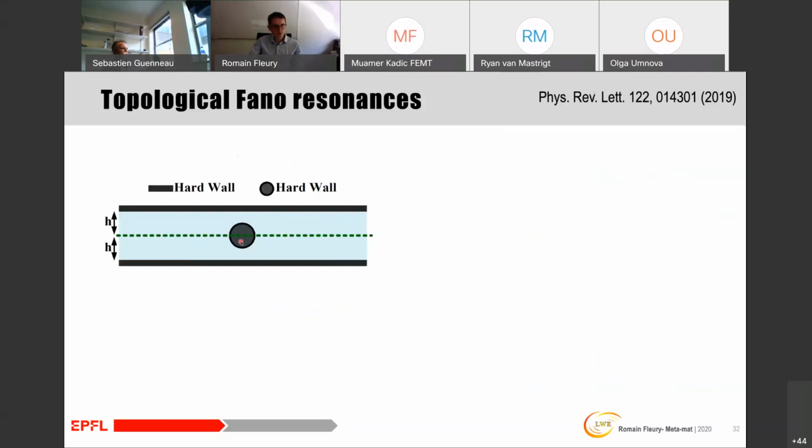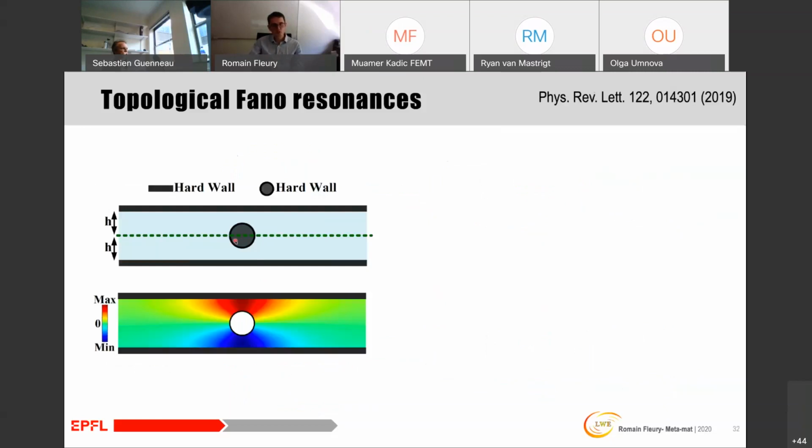So we need a second mode. What we can use is something called bound state in the continuum. This is when you have a cylinder in a pipe, in an acoustic pipe, you have a mode that is localized to the cylinder that has an odd distribution with respect to the center line of the waveguide. And this mode is interesting because it's dark. It's dark because it cannot easily couple to the plane wave, the fundamental mode of the waveguide. So it doesn't couple to that plane wave. It's called a bound state in the continuum. We want to use those modes to create the Fano. How can we do that?